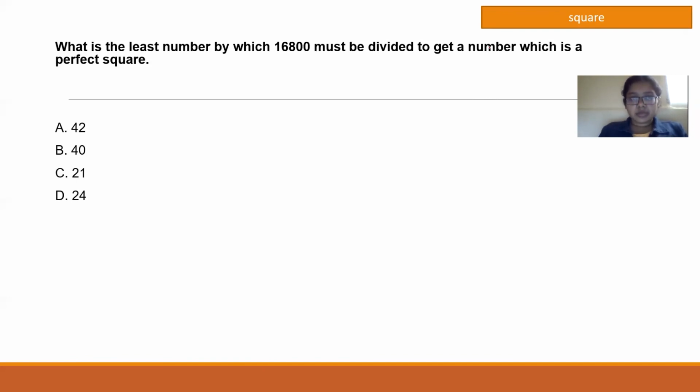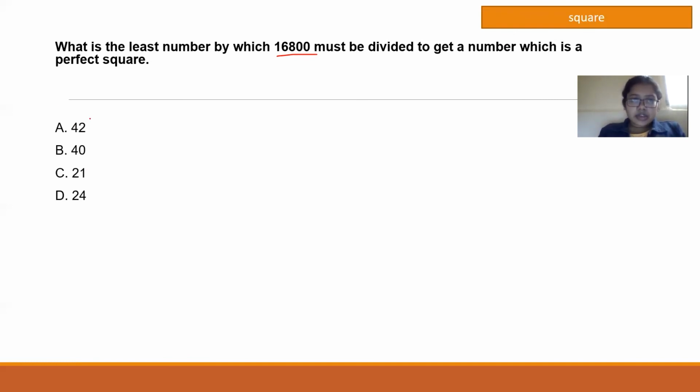So what is the least number? For this, we can do a simple thing. Divide 16,800 by every number. Means this number is given to you. Divide it by 40, 21 and see what number you get. If you get a perfect square, means that option is the right option.